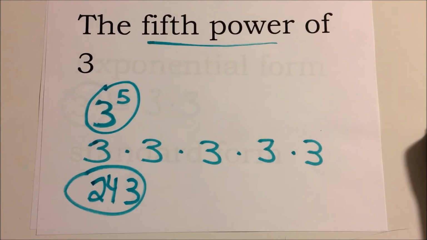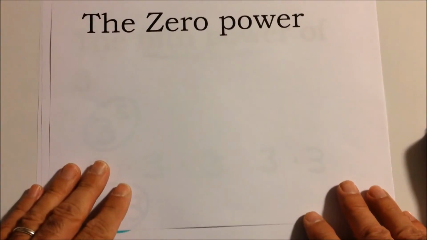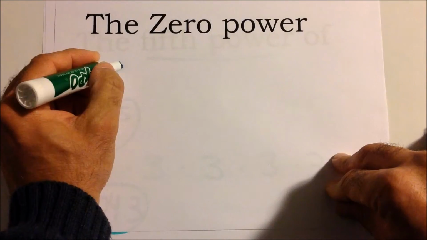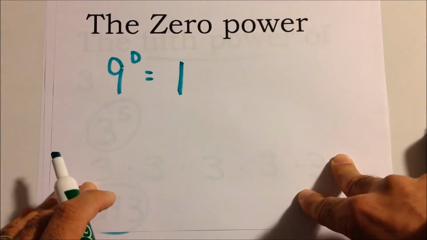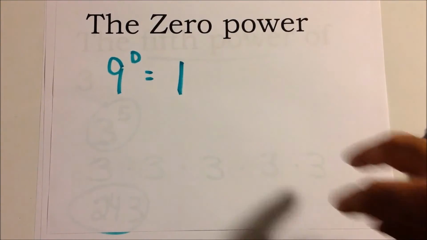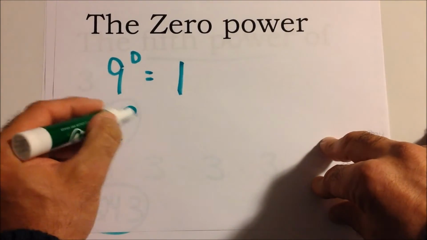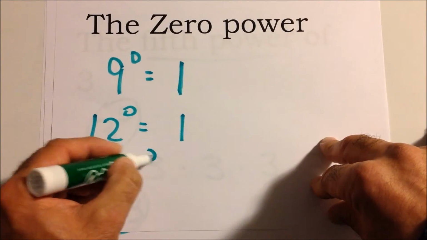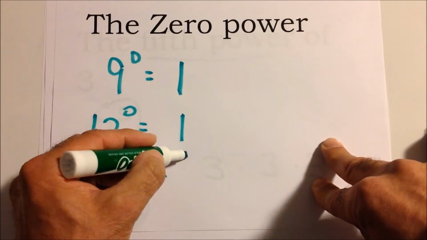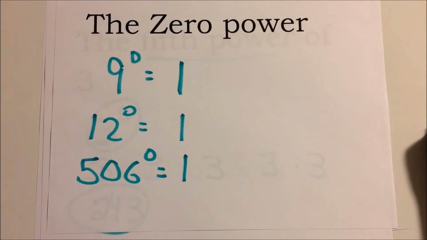Now, you might come across the 0 power. Anytime you see an exponent that's 0, so let's say it was a 9 to the 0 power, 9 to the 0 power is 1. Anything to the 0 power is 1. 12 to the 0 power is 1. 506 to the 0 power is 1. What do you think 1 million to the 0 power would be? 1. Anything to the 0 power is 1.